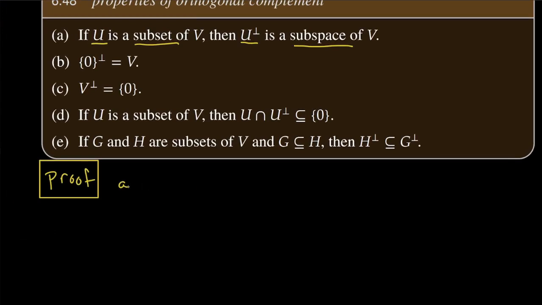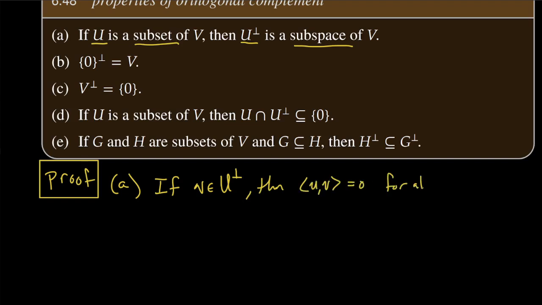So, part A. All right, now, if v is in U perp, then the inner product of u and v is equal to 0 for all u in U.